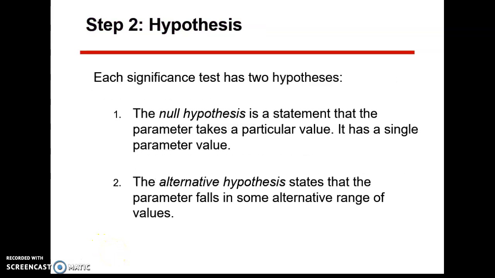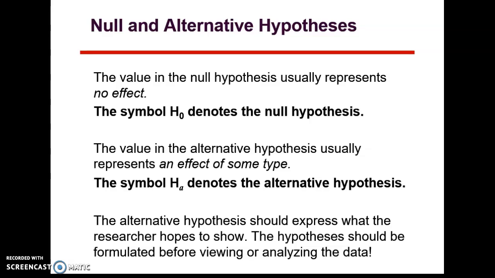So we have two hypotheses, and here the terminology is key. We have what's called the null hypothesis. That's a statement that the parameter of the population takes a particular value. It always has a single parameter value. The alternative hypothesis says it falls in some other range of values. So that range will usually be greater than, or less than, or not equal to. So H sub naught means null hypothesis. H sub A means alternative hypothesis.